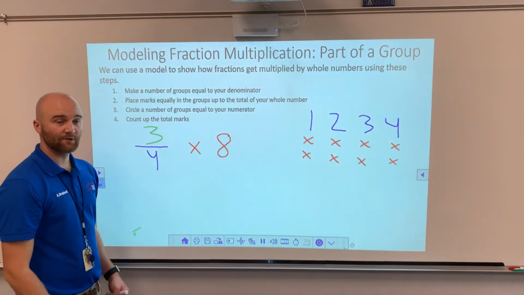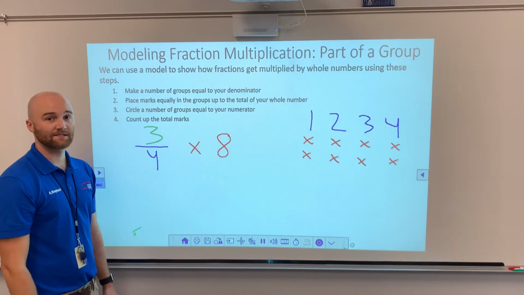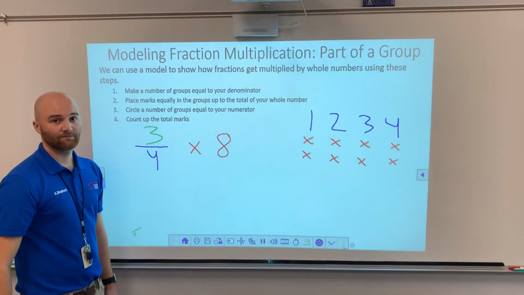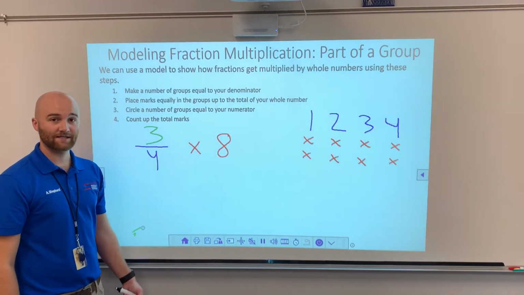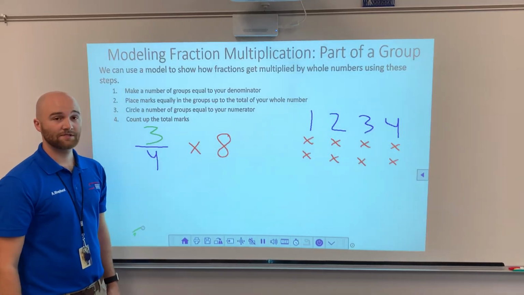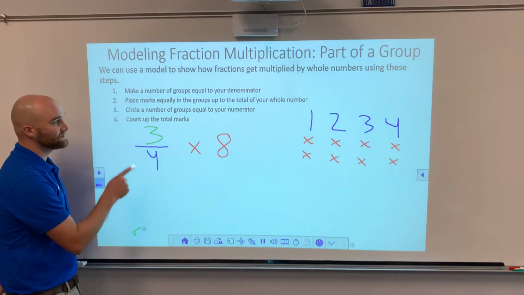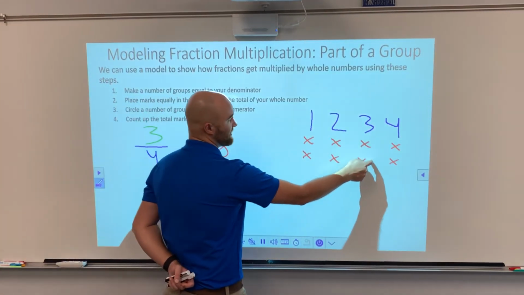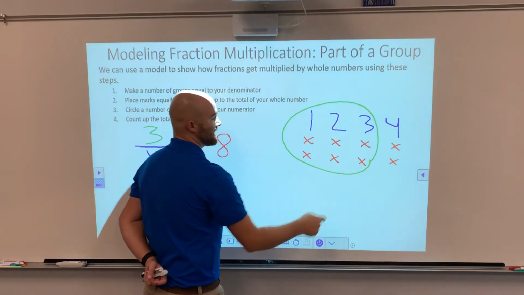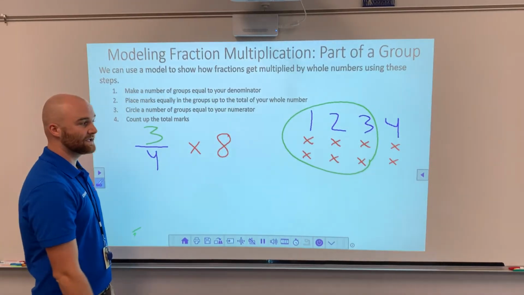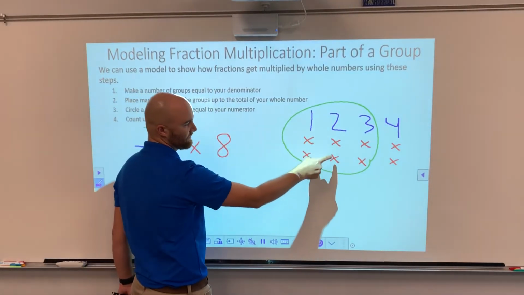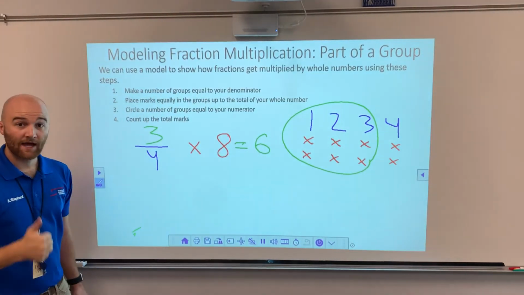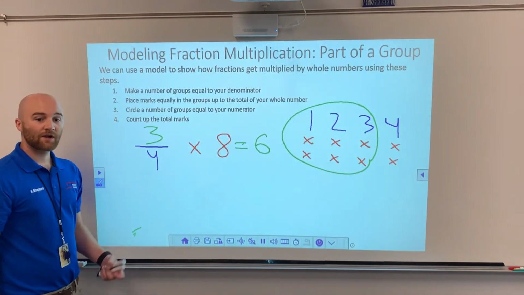I put them in there equally, so that way each one of those columns has the same amount. If I can't get the same amount, then I can't use this model. The last thing I do is I look at my numerator. My numerator is 3, so I'm going to circle 3 of those groups. However many marks I have in there, that's my answer. I count 1, 2, 3, 4, 5, 6, so my answer is 6. How'd you do? Did you get it right? Let's try one more.